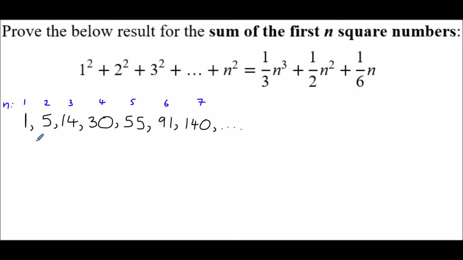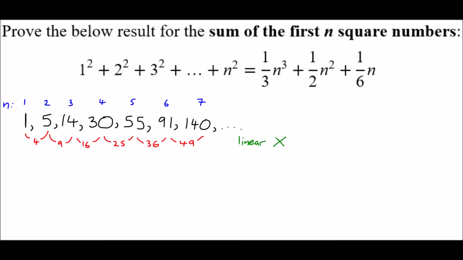So between 1 and 5, that's a gap of 4. Between 5 and 14, that's a gap of 9. You can see already these gaps are increasing. Between 14 and 30, that's a gap of 16. Gap of 25. Gap of 36. And the last one's a gap of 49. And so if the gaps were constant between the terms, that would be a linear sequence. The gaps aren't constant, so it's not linear.